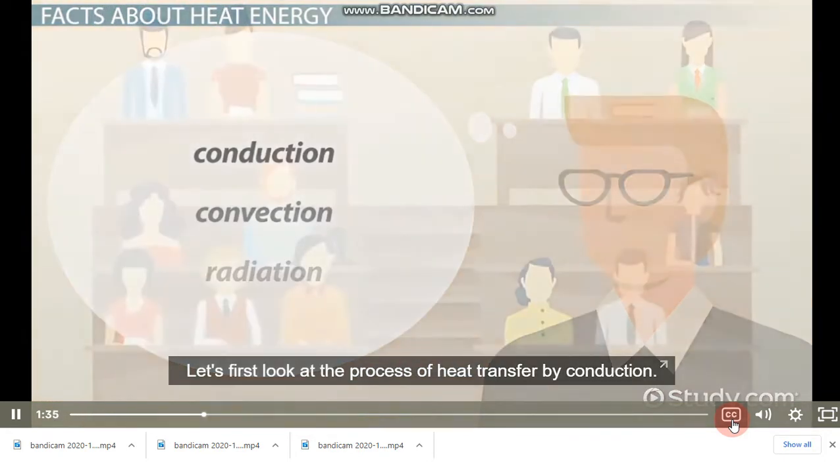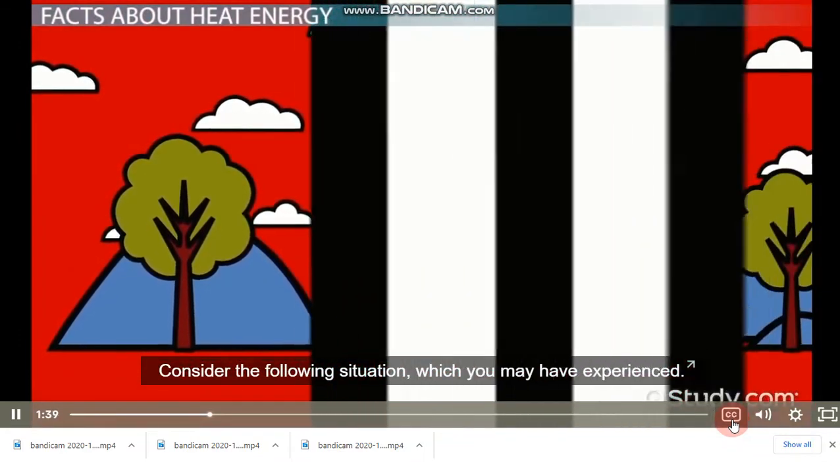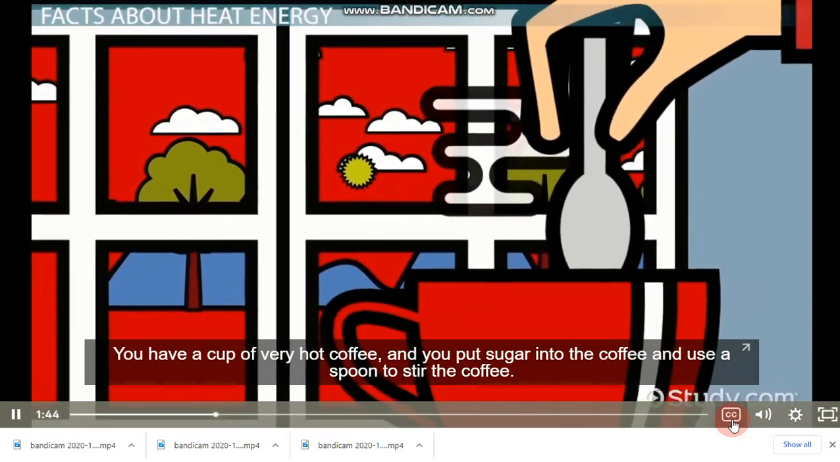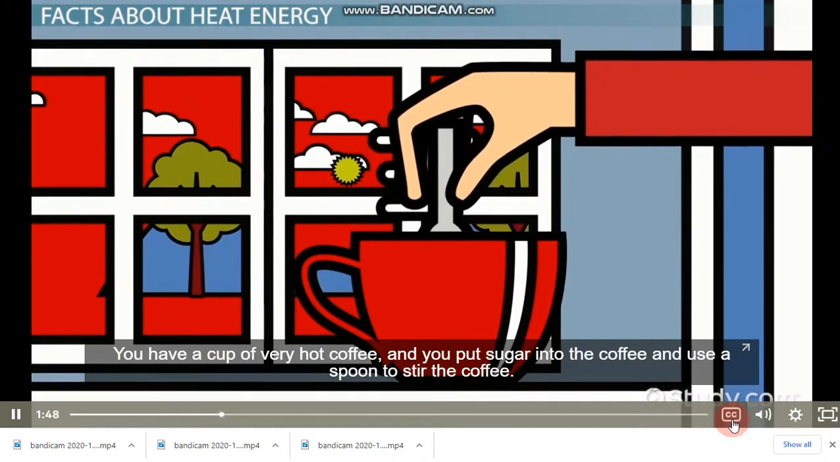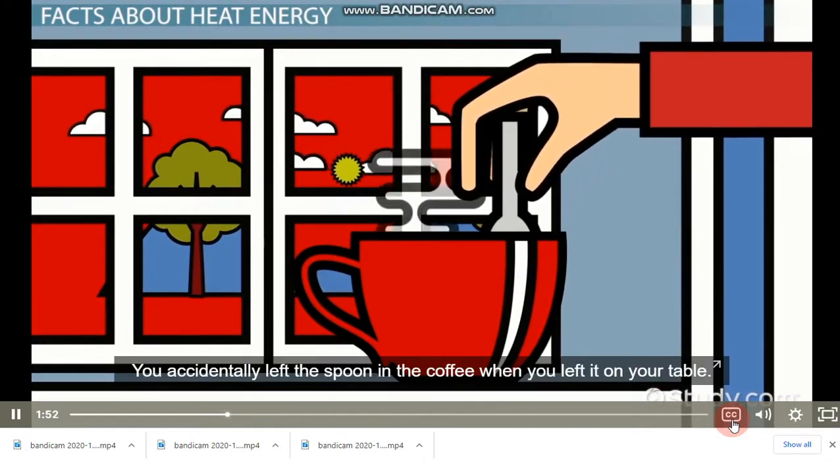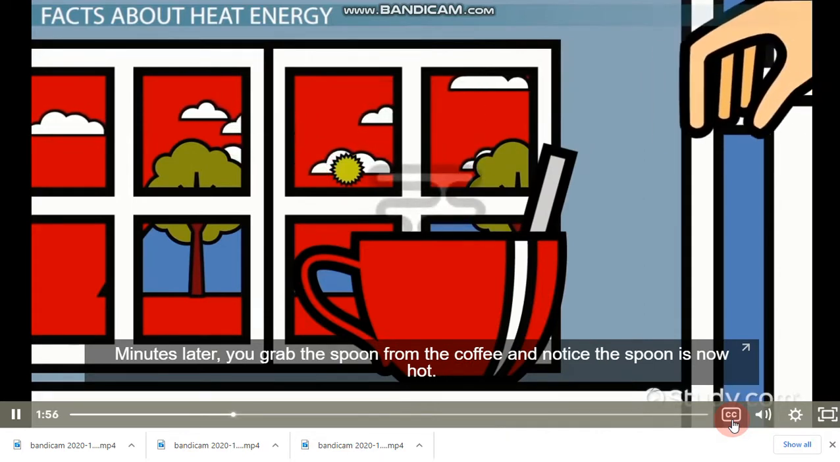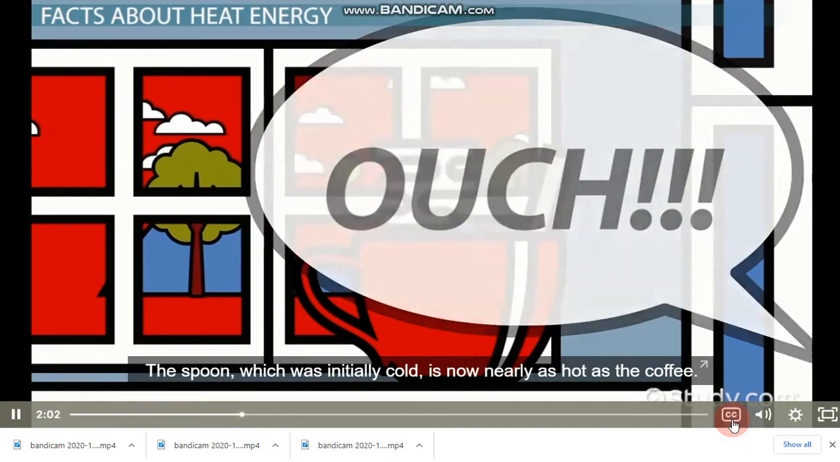Let's first look at the process of heat transfer by conduction. Consider the following situation, which you may have experienced. You have a cup of very hot coffee, and you put sugar into the coffee and use a spoon to stir the coffee. You accidentally left the spoon in the coffee when you left it on your table. Minutes later, you grab the spoon from the coffee and notice the spoon is now hot. The spoon, which was initially cold, is now nearly as hot as the coffee.